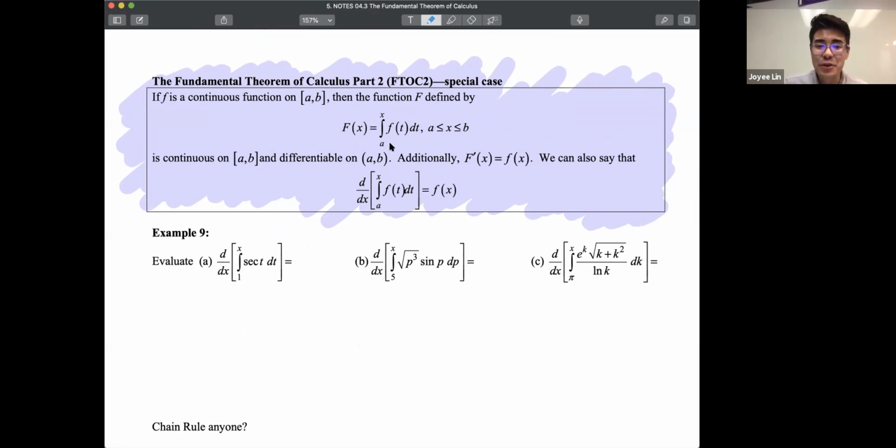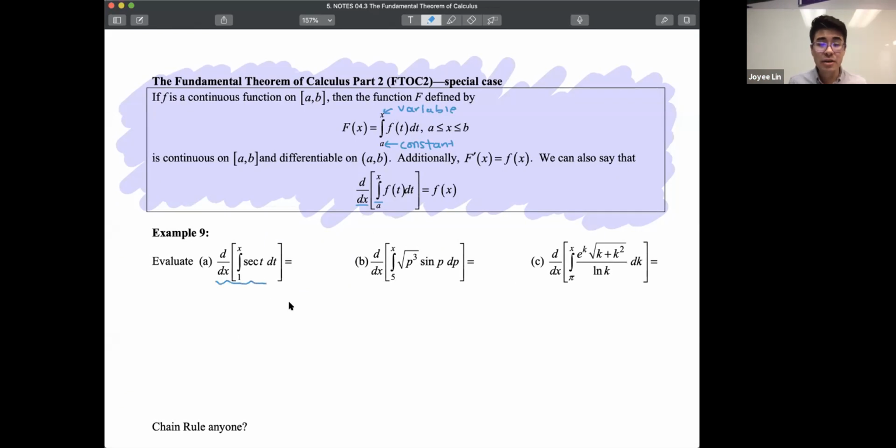If you have the integral from some sort of constant here at the bottom to a variable on top. So we have a constant here. That constant could be 1,000,000 if you wanted it to be. And then you have a variable. Literally what happens, if you take the derivative of an integral, they basically cancel each other out. So these examples are really straightforward then.